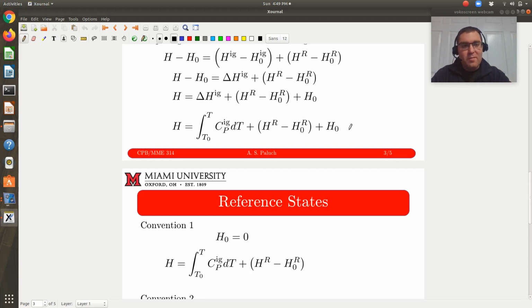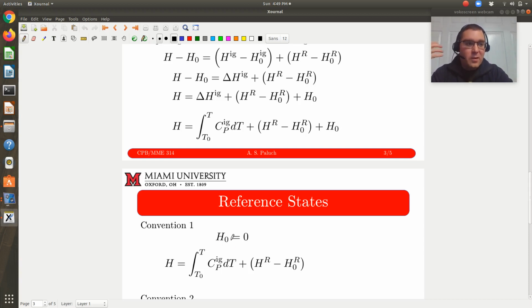Right, so the typical convention is to take our 0, our reference state, to be water at its triple point. We'll take the enthalpy and entropy of our fluid to be 0 at the triple point, and we'll calculate everything else in relation to that. So the steam tables use convention 1.